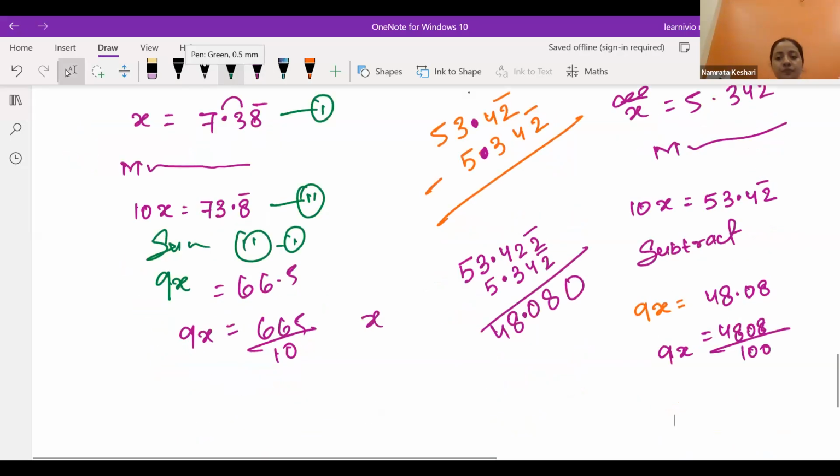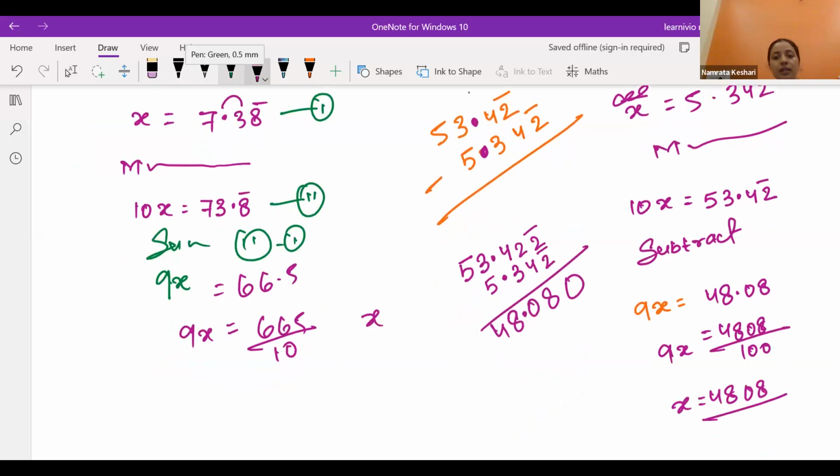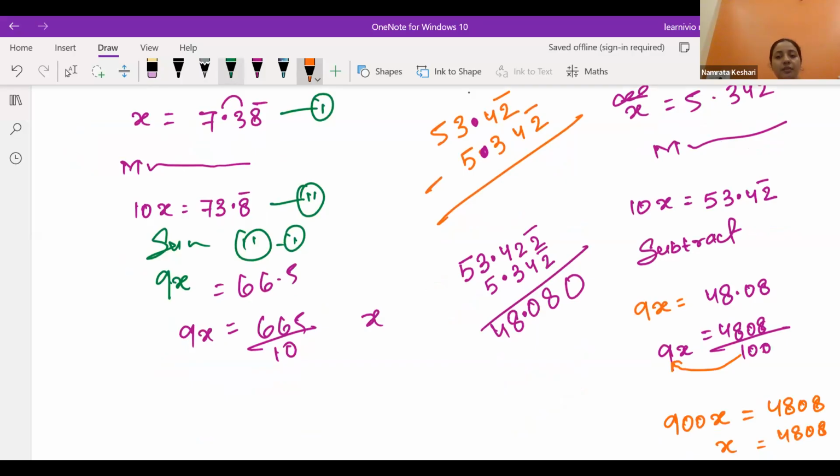Now we'll be having x equals to 4808. Okay, 9 can go to the other side. Now I have seen a few students who are not comfortable taking 9 to the other side and doing the multiplication in the denominator. What they do is multiply 100 over here. So first they write 100 into 9 is 900x equals 4808, and then they write 4808 by 900. So whatever way you are comfortable, please use that way. I don't want you to change your way and follow my way. If you are following a particular method from the very beginning, please use that method.